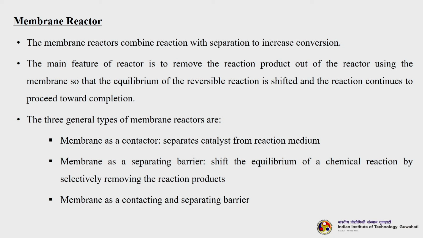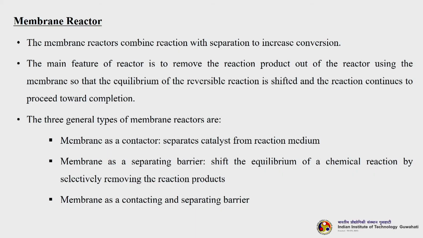So, basically here in this type of system, the job of the membrane is to separate catalyst from the reaction medium. Catalyst means the solid catalyst, the heterogeneous catalyst. Then the membrane acts as a separating barrier. Here the job of the membrane is to shift the equilibrium of a chemical reaction by selectively removing the reaction products. One of the reaction products or a bit more than one of the reaction products. And in another configuration, the membrane acts as both a contacting and separating barrier.